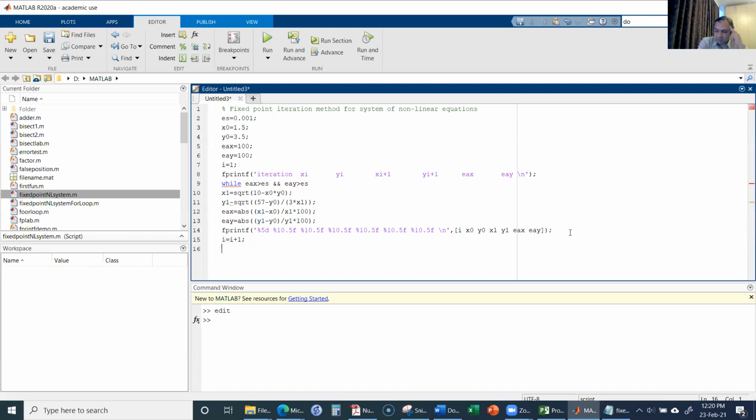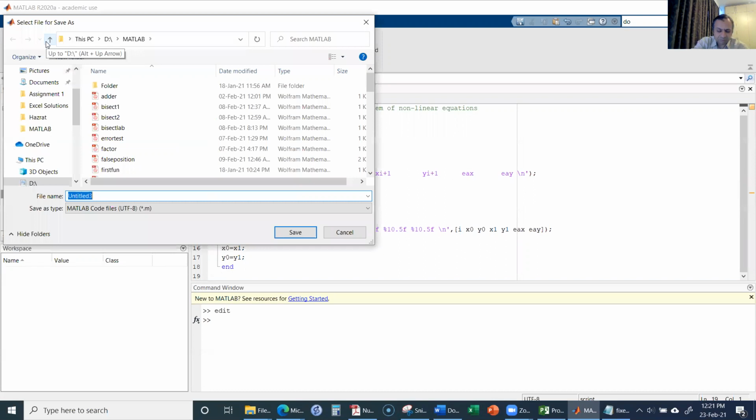And then next, the new x naught value. For example, in the second loop, the new x naught value will be the previous x1 value. So we will need to use x naught equal to x1 previously, and then y naught equal to y1 previously. Okay. And then here we will end the loop. With this, I think the code will be complete, and if everything has been done correctly, this code will run smoothly. So save it.